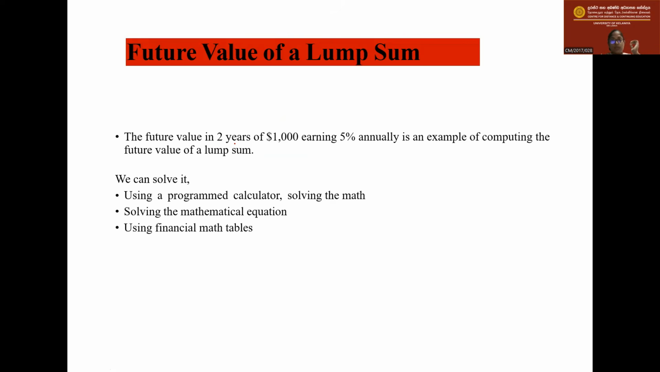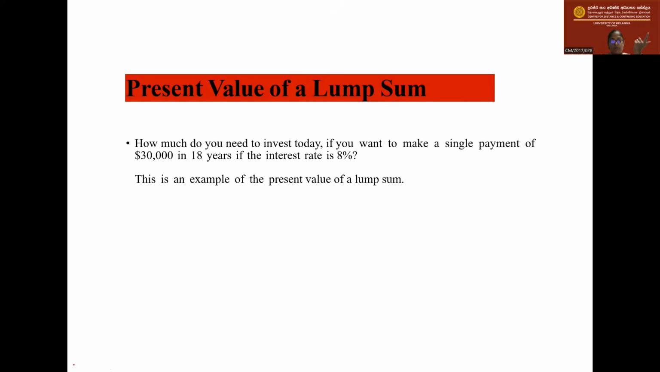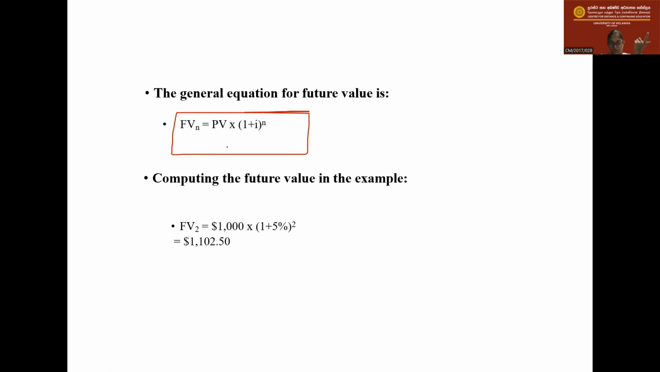In this question, what would be the future value in 2 years of $1,000? Here the 1,000 is your present value. Here you can see 1 is fixed. i means 0.05. The power n means 2, because it's mentioned as 2 years.